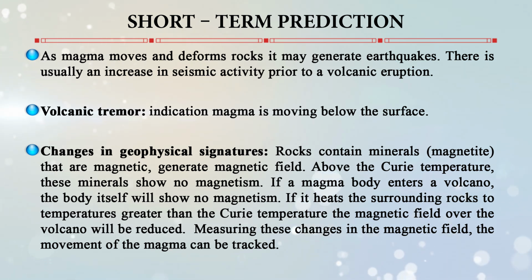If it heats the surrounding rocks to a temperature greater than the Curie temperature, then the magnetic field over the volcano will be reduced. By measuring these changes in magnetic field, the movement of the magma can be tracked. So it is a very useful technique to know that some hot material is coming from below.